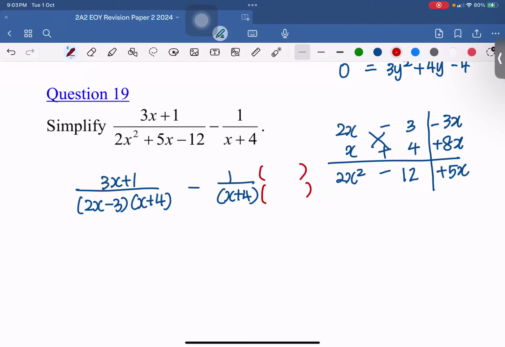Okay. So can you tell me, now I change the denominator already at factor? 2x minus 3, 2x minus 3. What is the thing I need to take note of? Yeah, the sign.